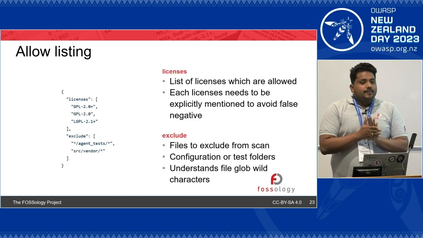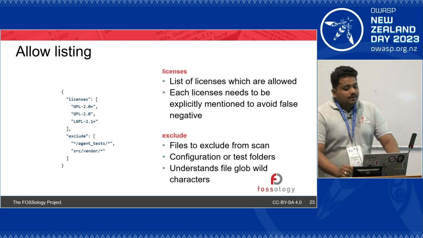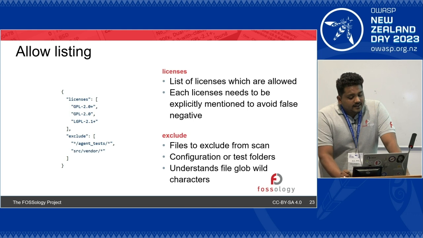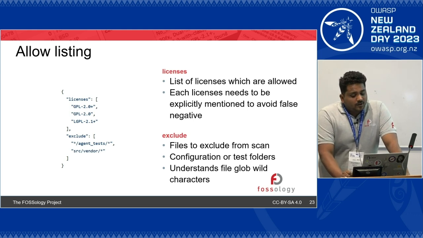So coming to allow listing, as I already spoke about the whitelist.json file, here you include the list of licenses which are allowed. Each license needs to be explicitly mentioned in this file to avoid false negatives. And you can also add folders or files to exclude from the scan. There might be some configuration folders or test folders.